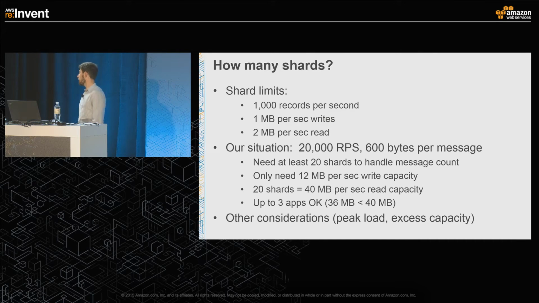Well, there are some limits on your shards: 1,000 records per second, a megabyte per second in writes, and 2 megabytes per second in reads. In our situation, let's say we peak at 20,000 records per second, at 600 bytes per message. To handle the message volume, we'd need at least 20 shards. Those 20 shards cover our write capacity easily, since we only have to do 12 megabytes per second of writing. And we'd have 40 megabytes per second of read capacity, which means we could theoretically run up to 3 applications.